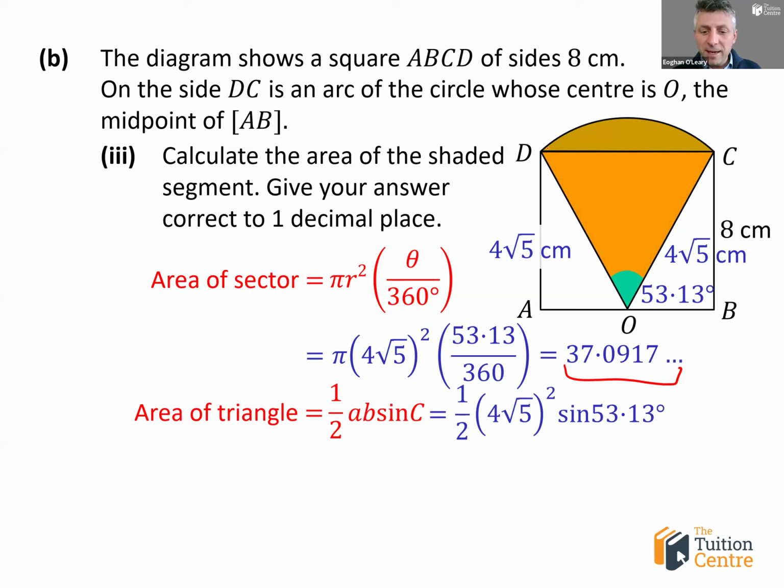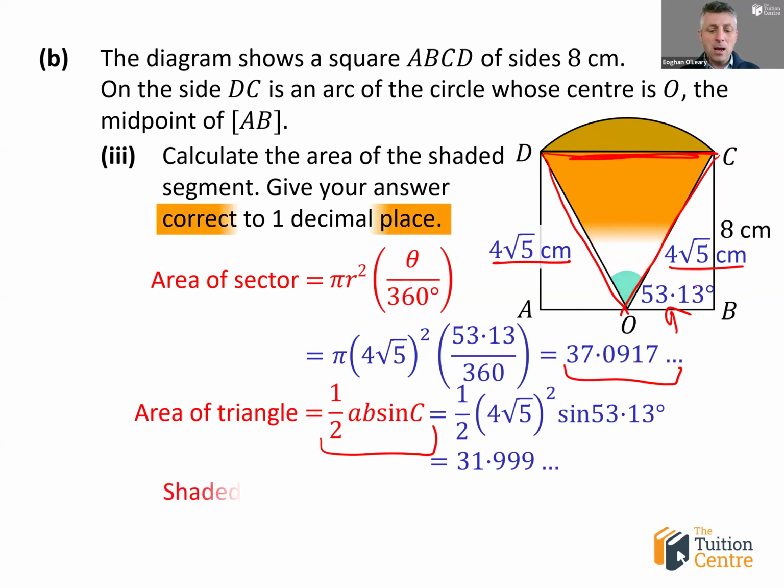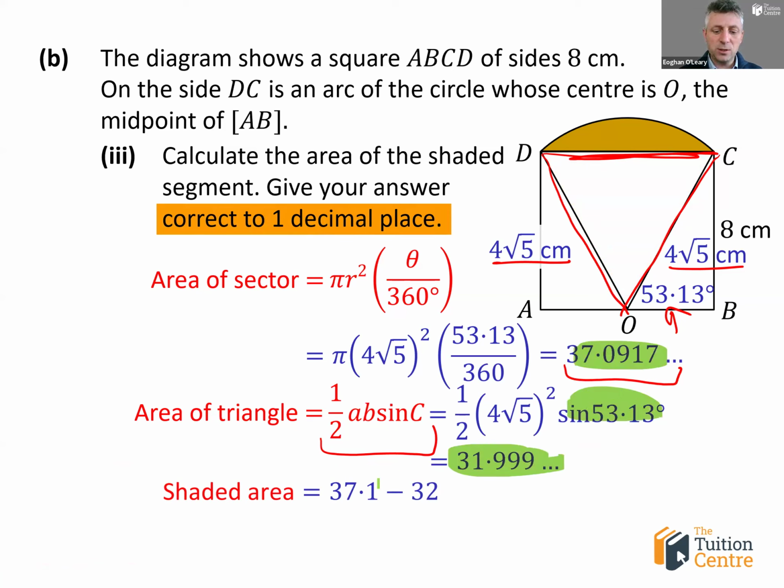Then we're going to get the area of this triangle, DOC, and that is a half AB sine C. So a half one side times another side times the sine of the included angle. And in that case, we're going to get 31.999. We're going to subtract the 2 from each other. I've simplified it down here a little bit, but you'd be as well just to keep it like those two. Do your subtraction and make sure you're getting it correct to the 1 decimal place. Because it is an area we're looking for, it is 5.1 centimeters squared. And so that was another 10 marks.